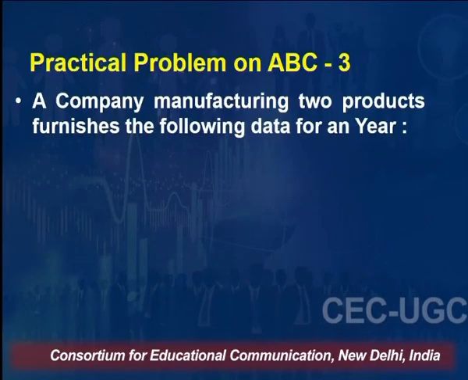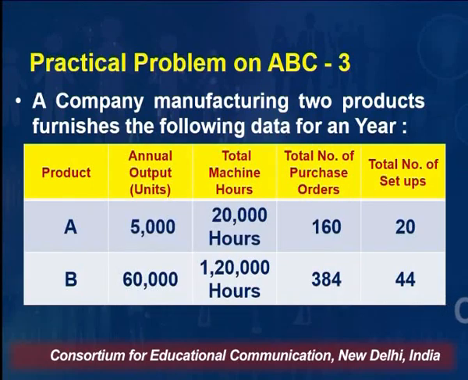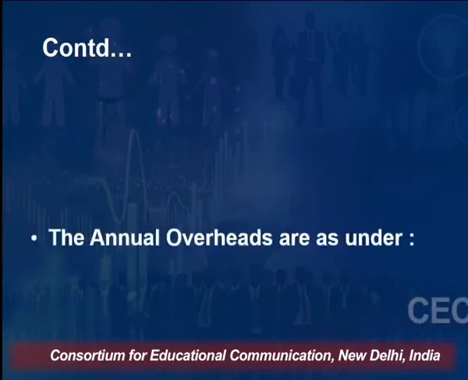Now let us have a look at another question, practical problem number 3 on ABC. Very small question it is. A company manufacturing two products is furnishing you some data like this. It is giving you, for two products, namely A and B, the annual output, total machine hours, total number of purchase orders, and total number of setups. If you look at the cost drivers, very simple, there are three cost drivers visible: machine hour, purchase order, and number of setups.